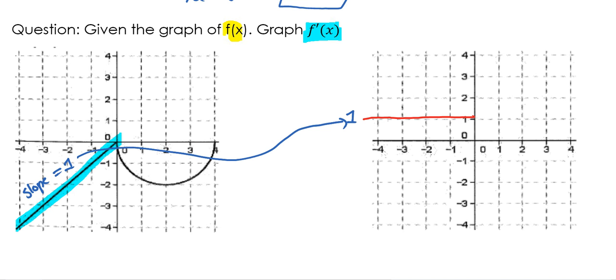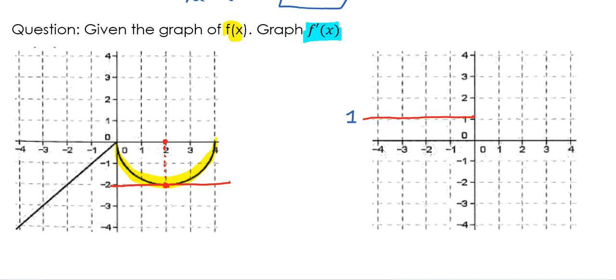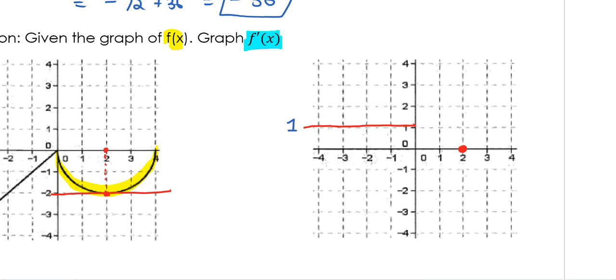Now for the second part, you have this half circle thing. Let's delete this. The very first thing I like to do is find the horizontal tangent line. So you have a horizontal tangent line right there. So when x equals 2, your derivative has a value of 0. So here's a 0 right here on my derivative. This is f prime of x.